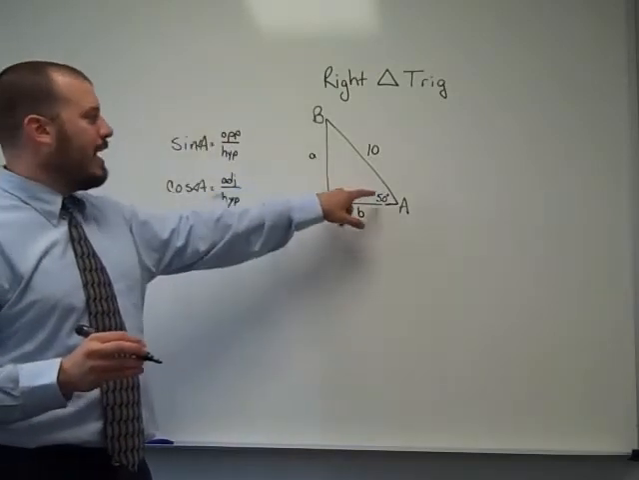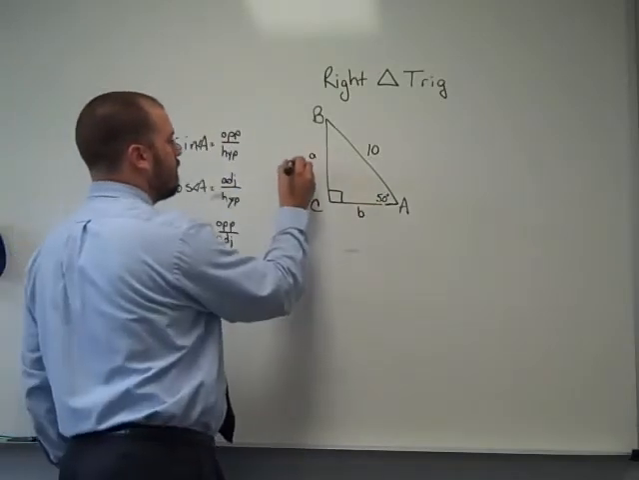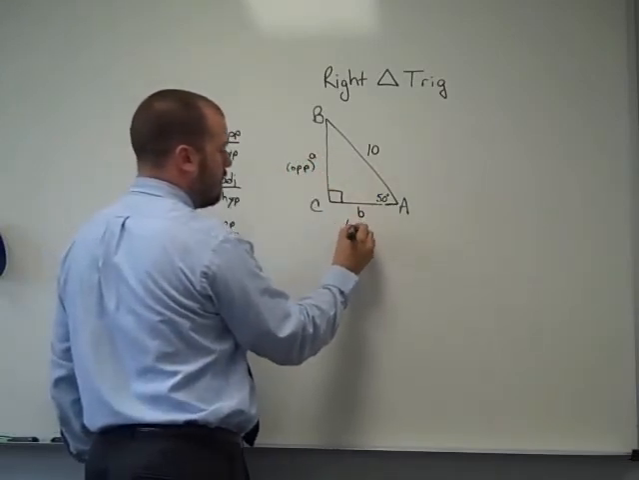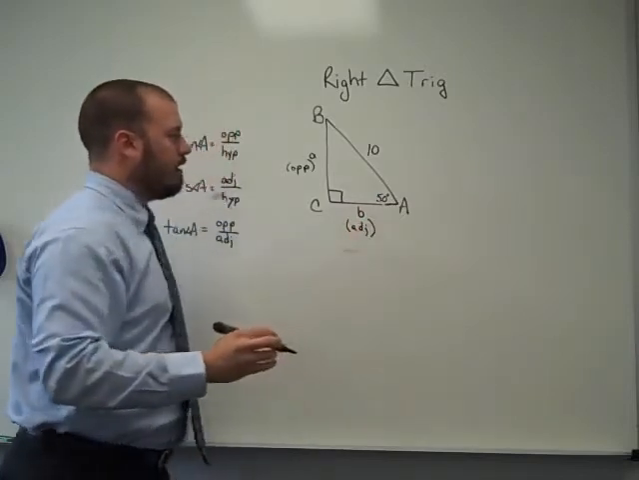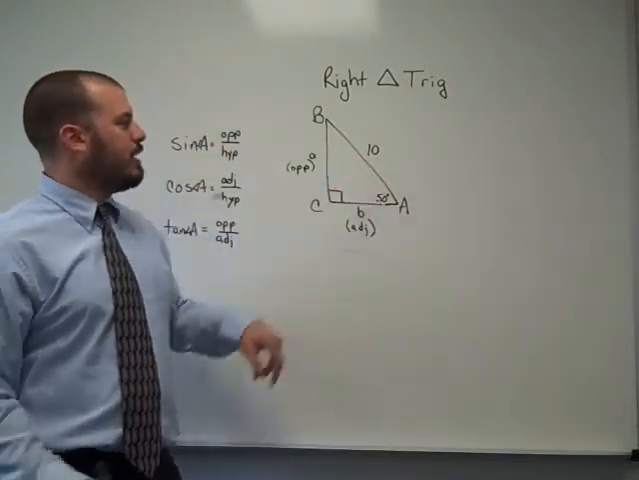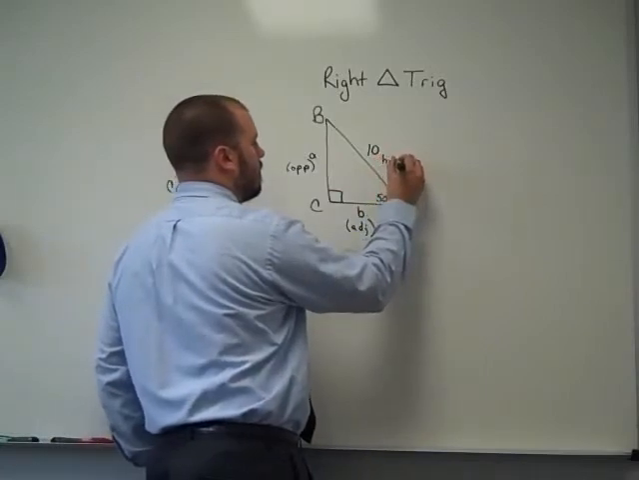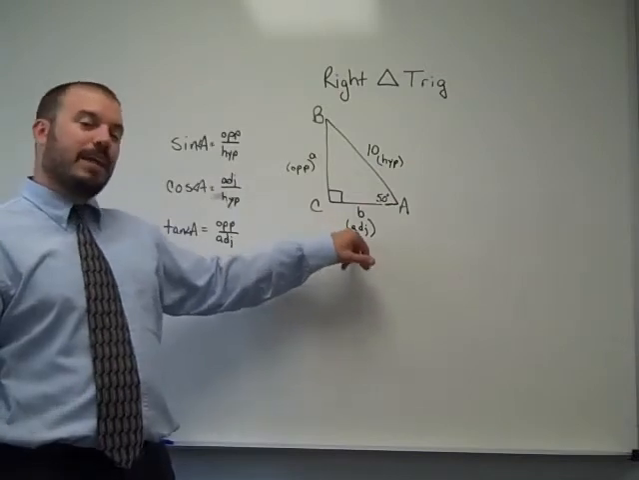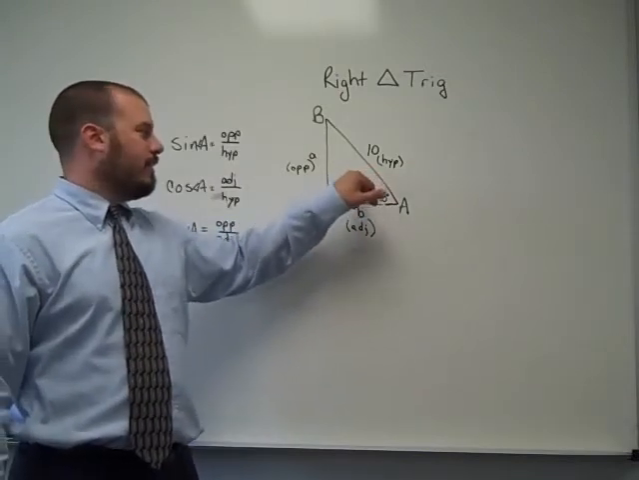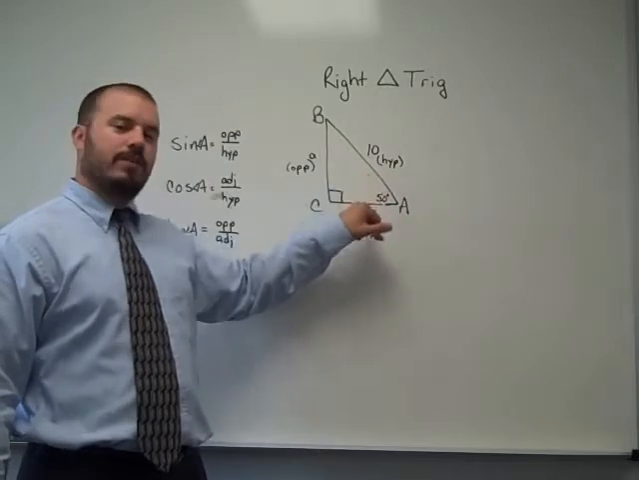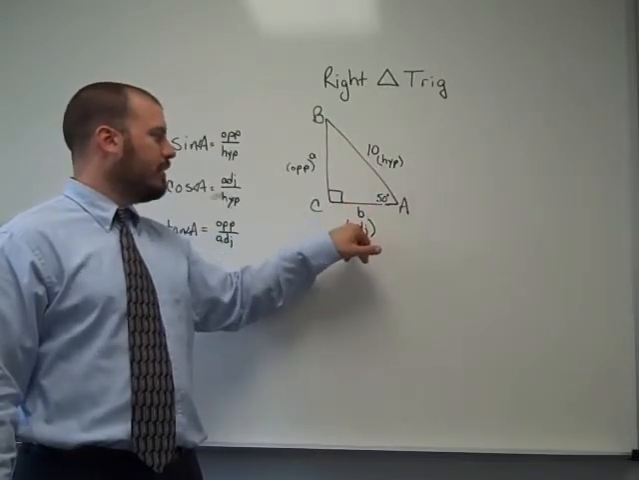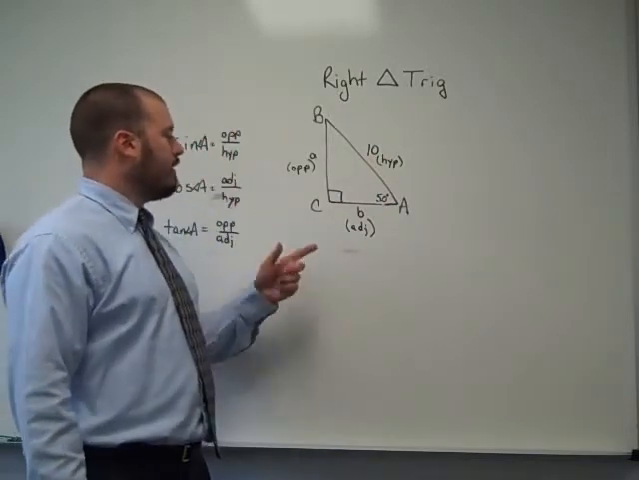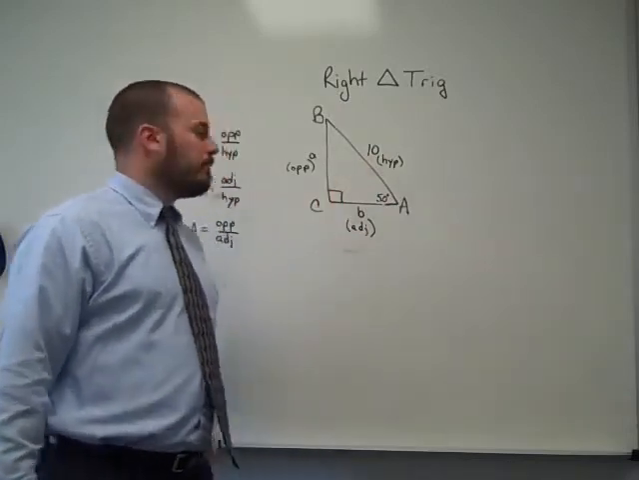A is the side opposite of angle A. B is the side adjacent to angle A. And 10 is the hypotenuse. I should have said leg adjacent, actually, because that helps me identify it separately from this, because actually both of these sides do touch angle A, but this is the leg adjacent, and that's the hypotenuse. The hypotenuse is typically the easiest to find because it's always opposite the right angle.